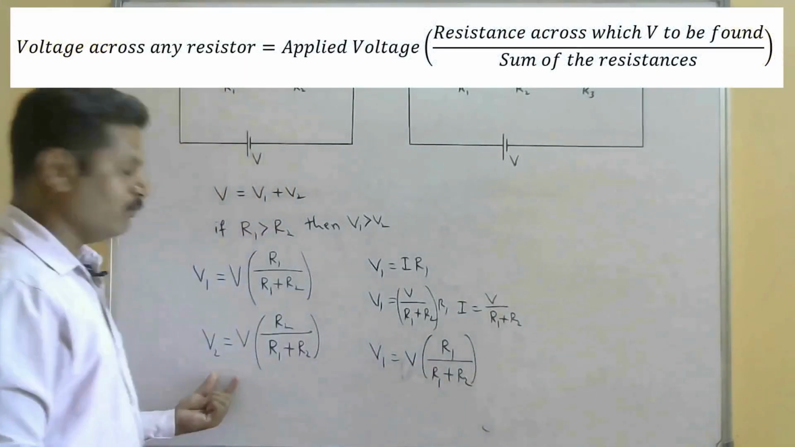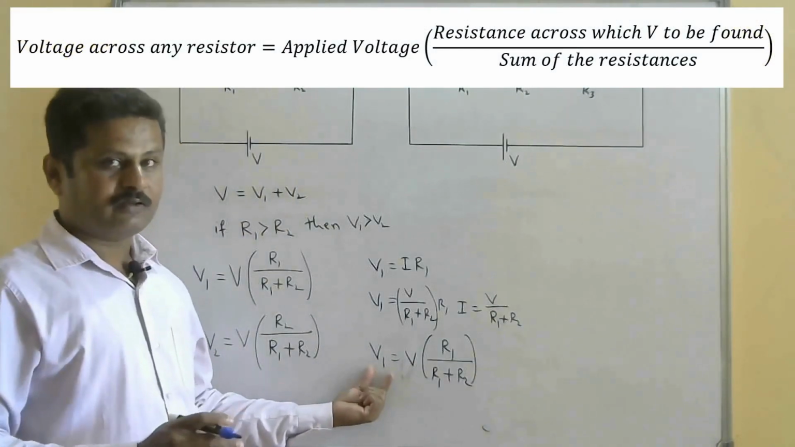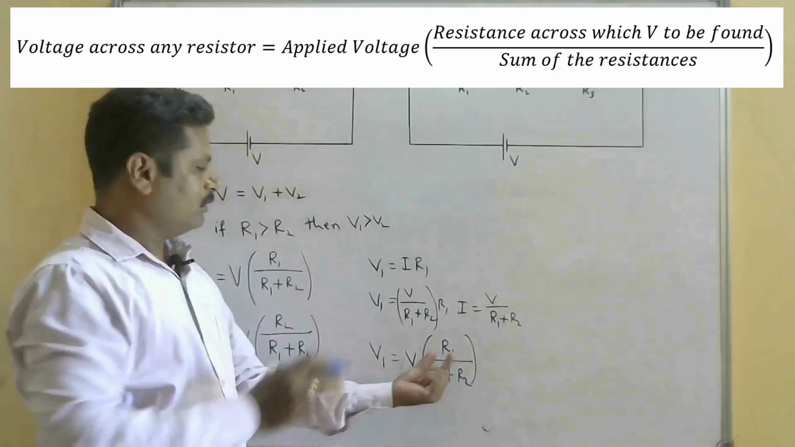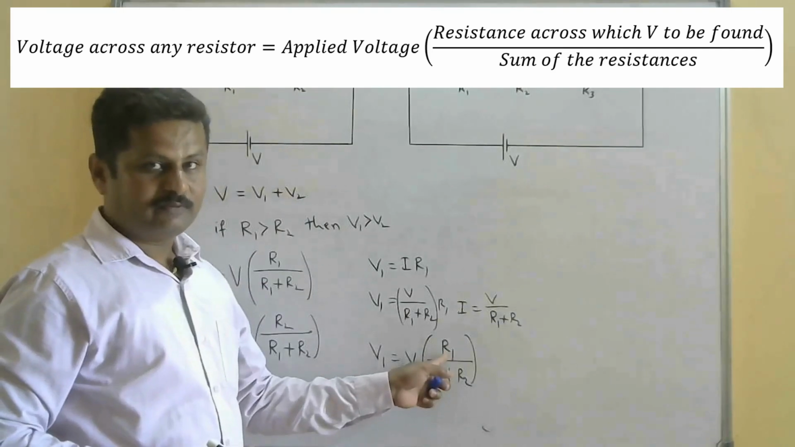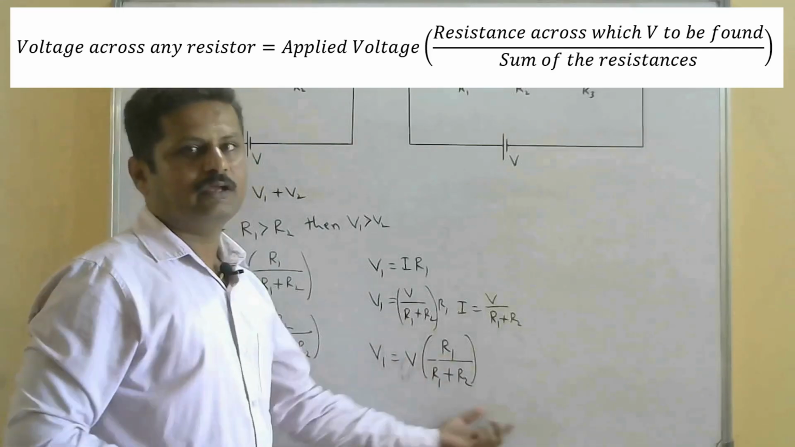Similarly, we can get V2 also. That means the voltage drop across one resistor is equal to the total voltage applied across the combination times the resistance across which voltage is to be determined, divided by the sum of the resistances.